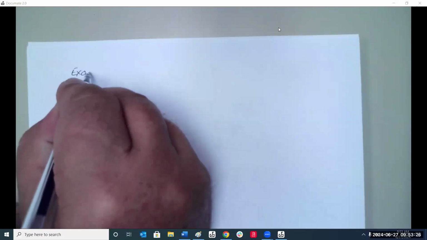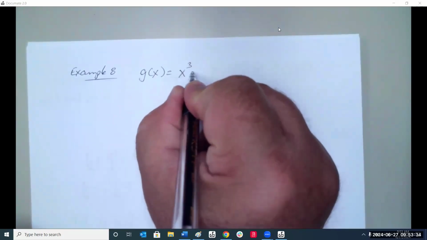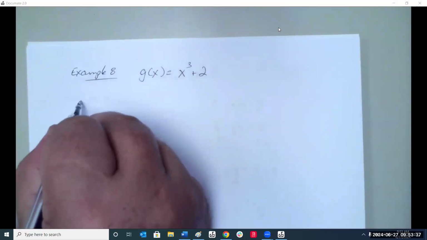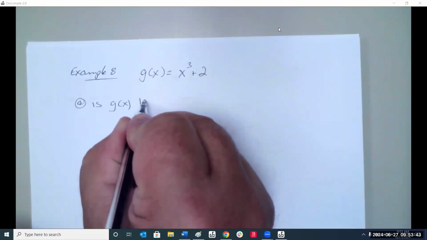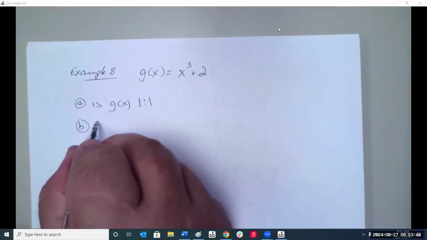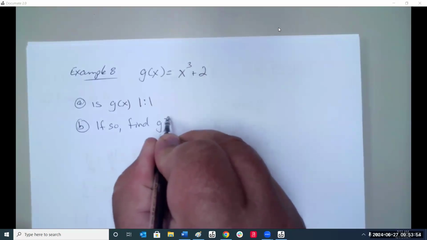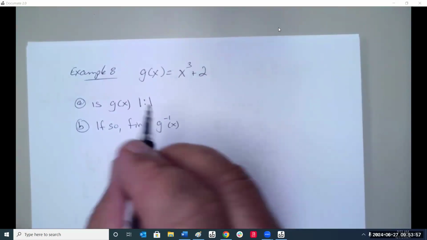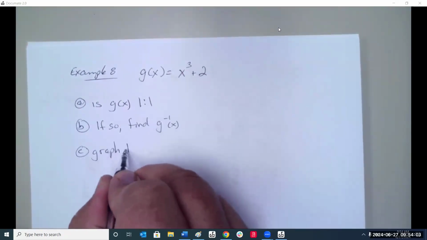Example 8. Consider g of x equals x cubed plus 2. Is g of x 1 to 1? If so, find the inverse. And then graph them.